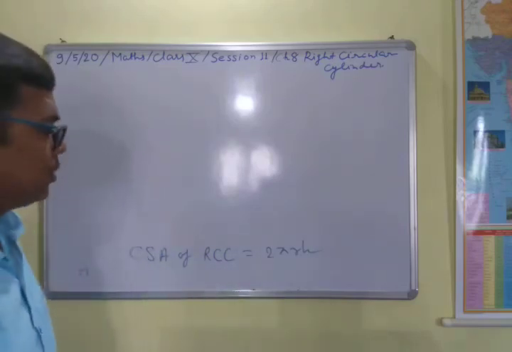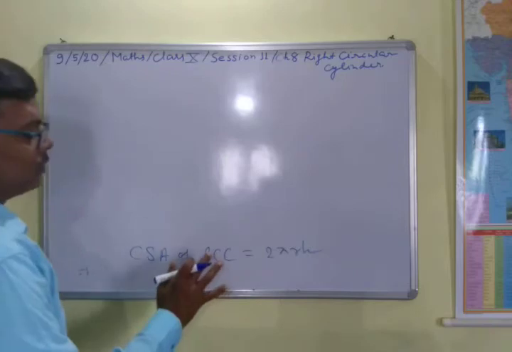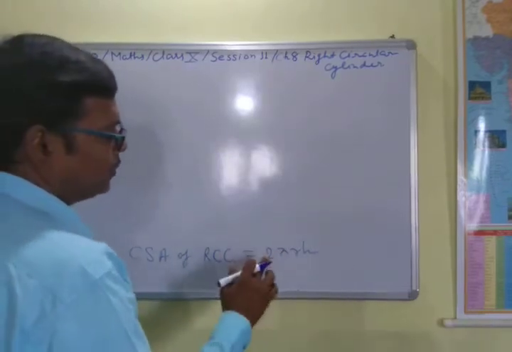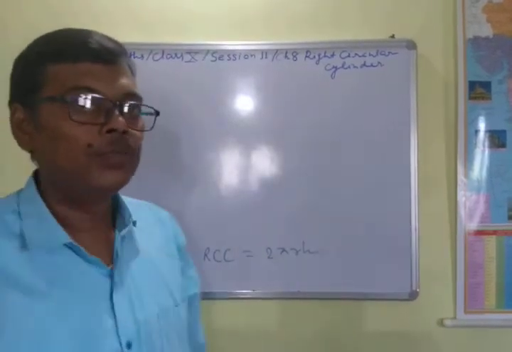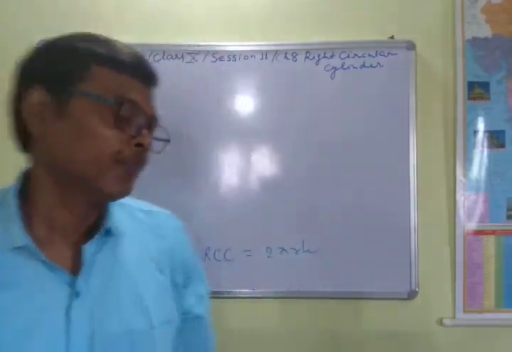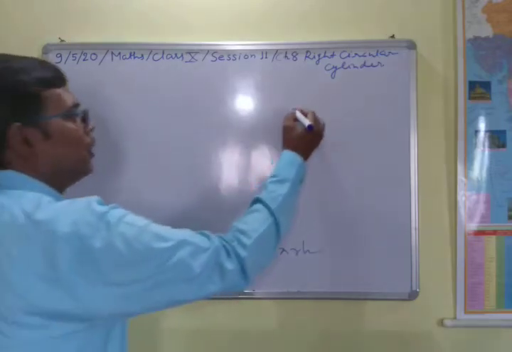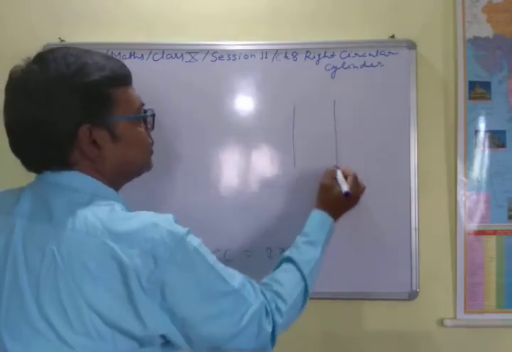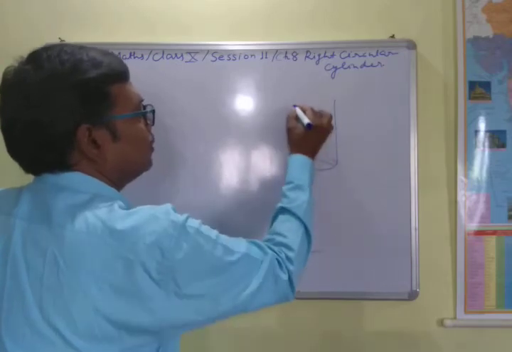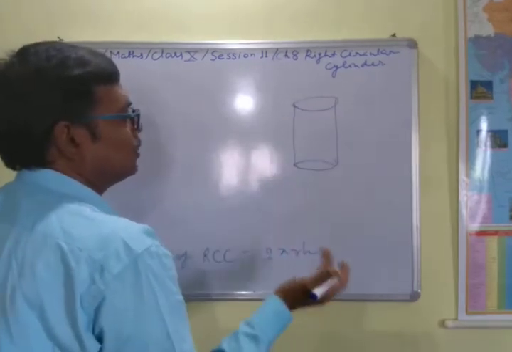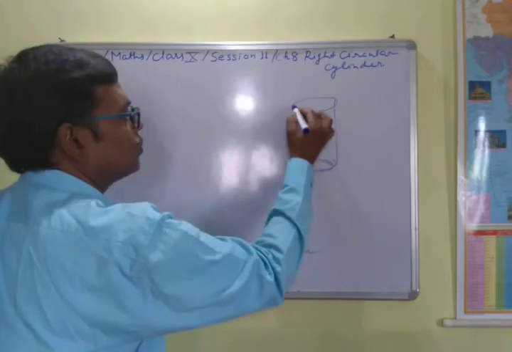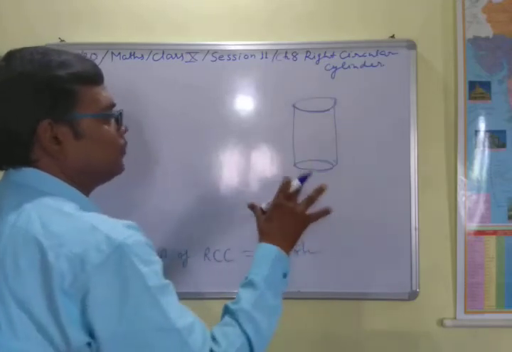So this is the curved surface area of the right circular cylinder, or cylinder only, 2πrh. Whenever we say cylinder, we always mean the right circular cylinder. So this is the curved surface area. Next, what is the total surface area? When we say total surface area, in this case we will consider the area of the bottom and also the top.